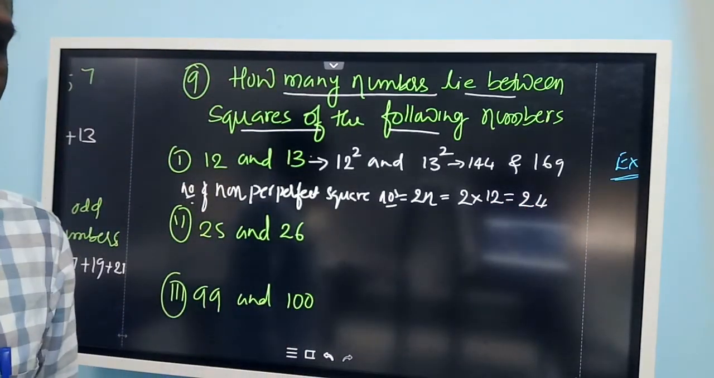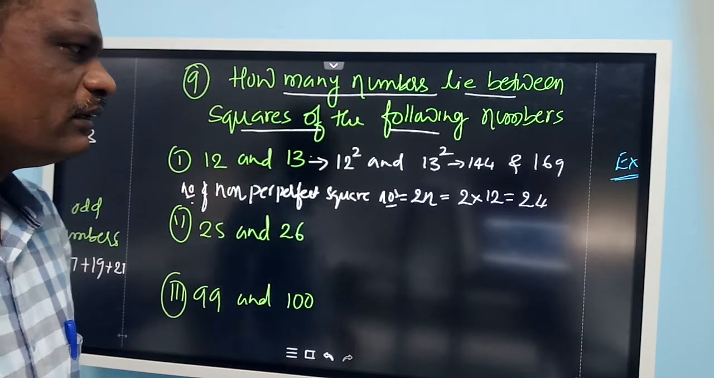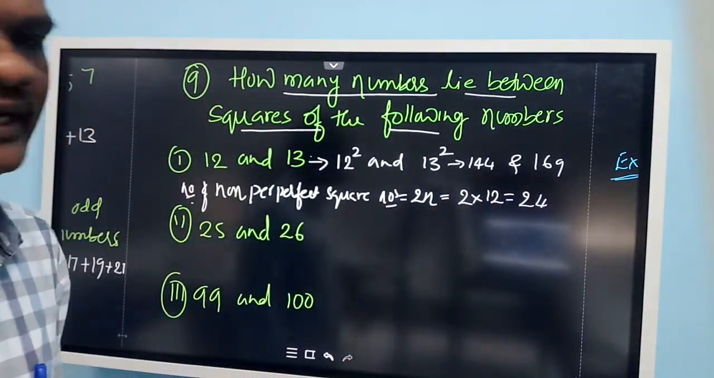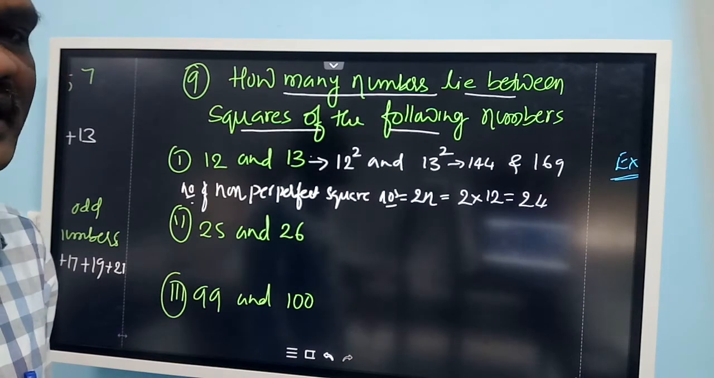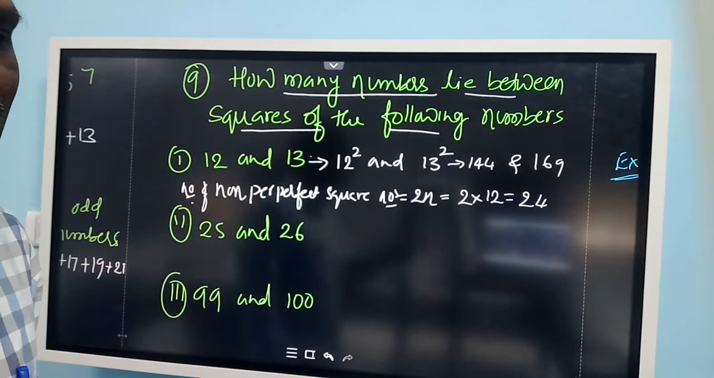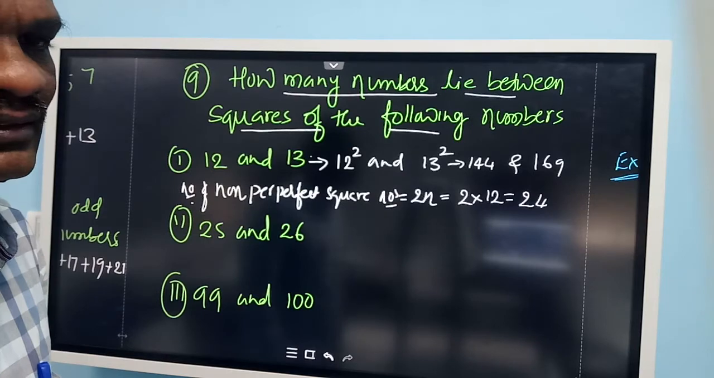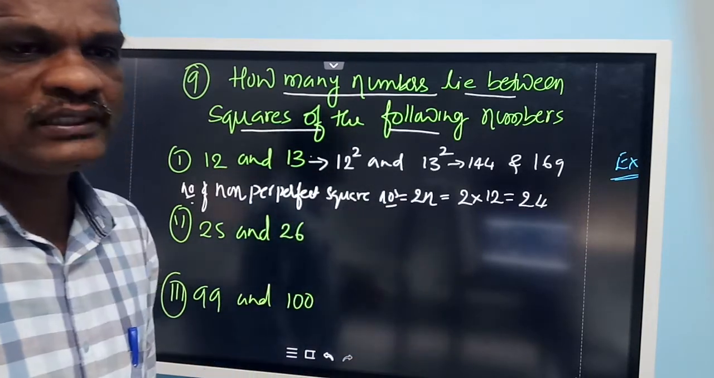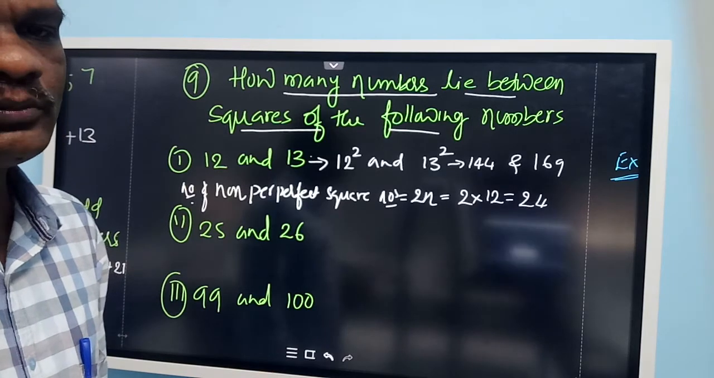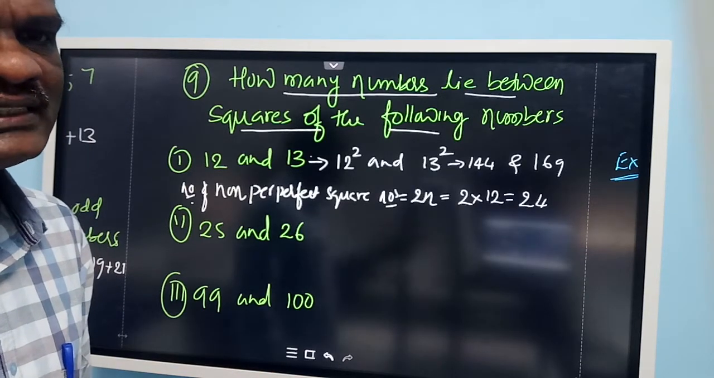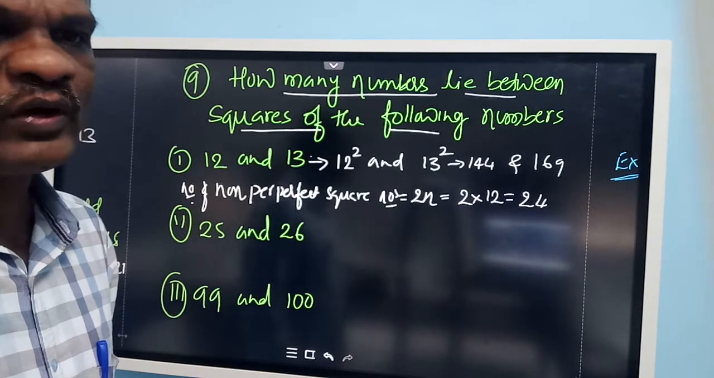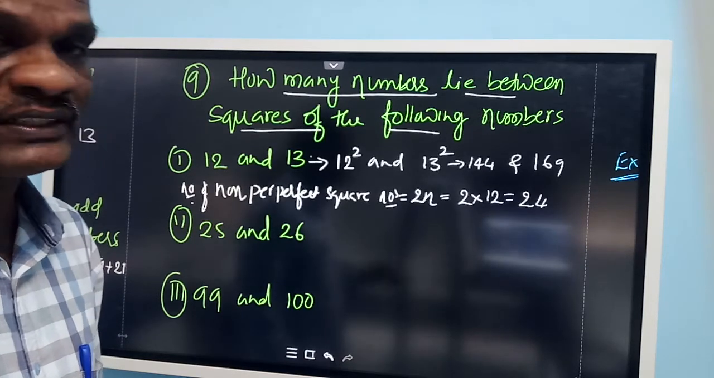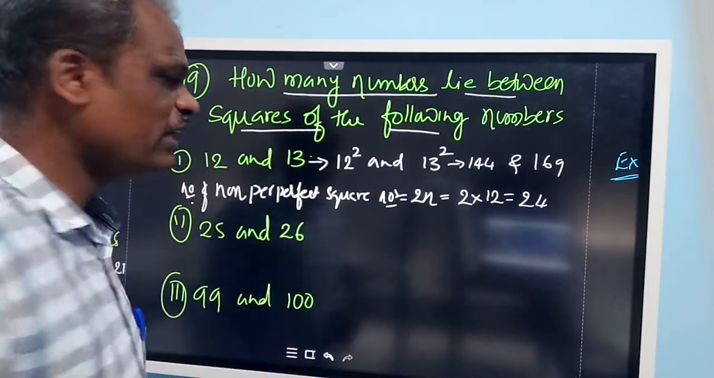There is one more rule to find out. Find the difference between these two numbers, 169 minus 144. You will get 25. Then 1 less than 25, that is 25 minus 1. The difference between the square numbers, with 1 subtracted from it, gives you the number of non-perfect square numbers between the given square numbers.